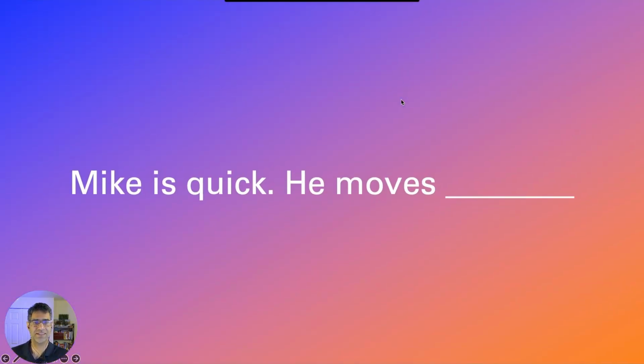Now, we should probably take a step back and explain why flops even matter at all in AI. You've probably heard that large language models have been trained to complete sentences like this one. Mike is quick, he moves. And as a human, you know a reasonable completion would be he moves quickly, or he moves fast, or he moves around. But how do we get a computer to do that?